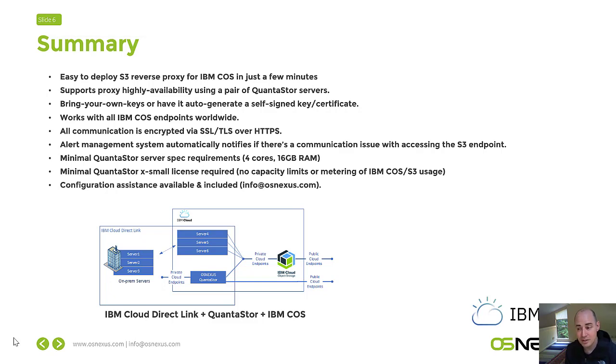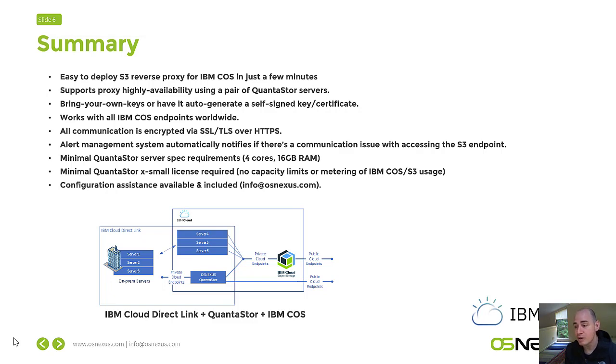The alert management system, that's one thing I didn't go over, but if the HA system has to fail over the proxy endpoint, you can configure inside of the alert management system in QuantaStor. You just click that button. You can set it up to send you a Slack or a PagerDuty alert or an email in any event where it has to do a failover or it loses access to the endpoint due to network disruption.